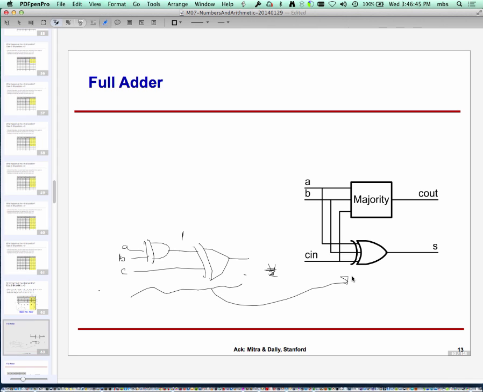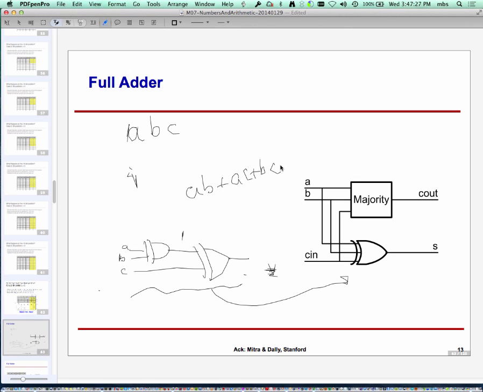Majority circuit, how will you implement that? So let's say I have A, B, and C. What's the majority? Tell me an equation for majority. So majority is again, majority of the inputs are high. AB or AC or BC.